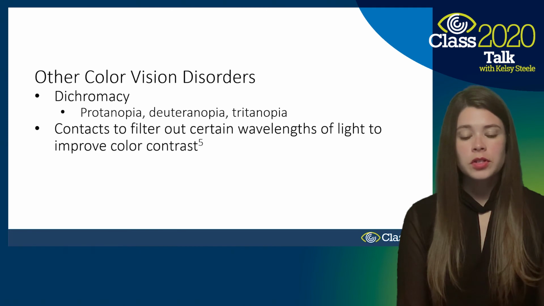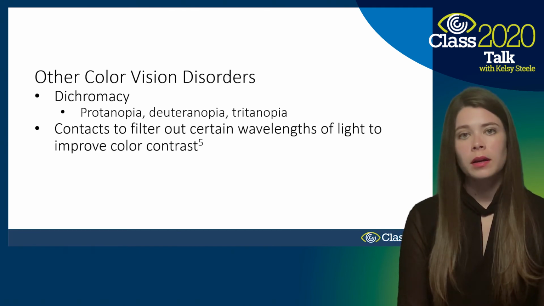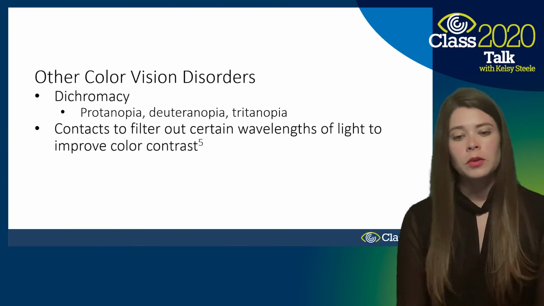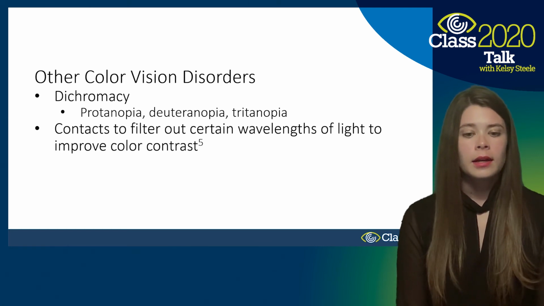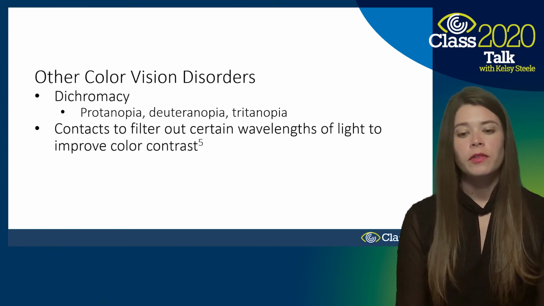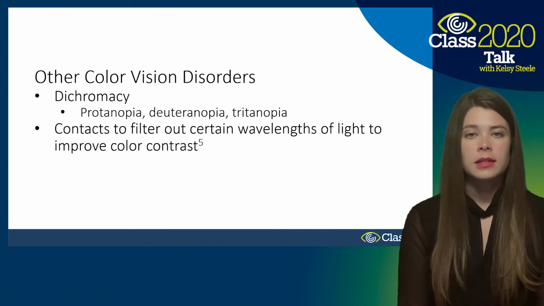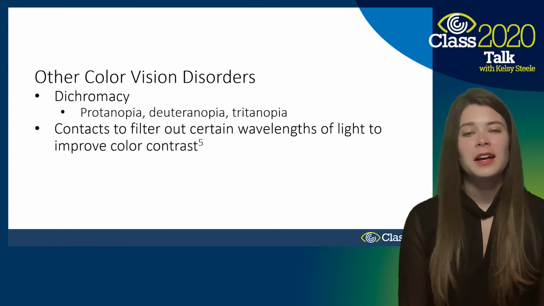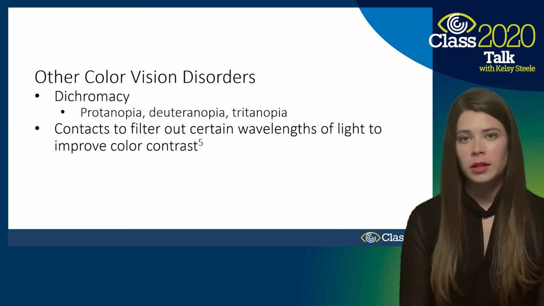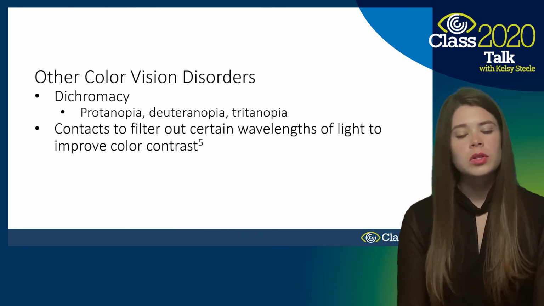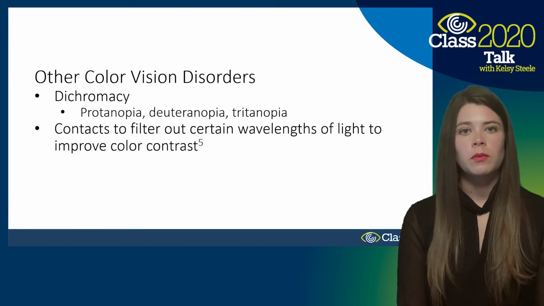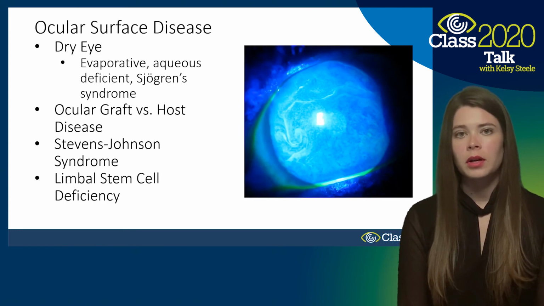Some other color vision disorders under the umbrella of dichromacy, we have protanopia, deuteranopia, and tritanopia. You can determine which your patient has with some color tests in office, and they may do well with contact lenses that filter out certain wavelengths of light. It doesn't allow them to see all the colors. It just allows them to have more contrast in some of the colors that they may not appreciate all the way. So you've seen people with the X-chrome glasses and other color vision glasses. This is just a similar idea where we filter out some of the wavelengths to allow those patients to get better contrast.